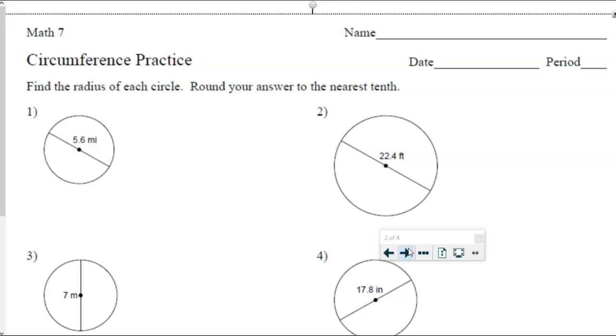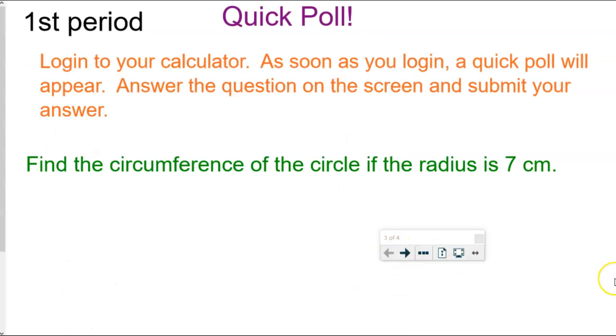It's really just a practice day. This video is going to be very short, where I just go over different types of problems. Really, today is meant to be a practice day where you do the work and then you can check your answers. So we will get started with a quick poll, just a quick review here.